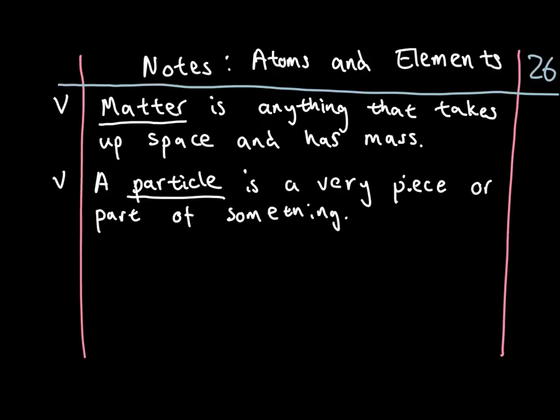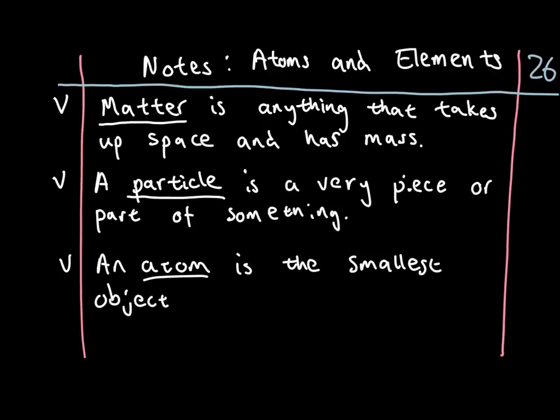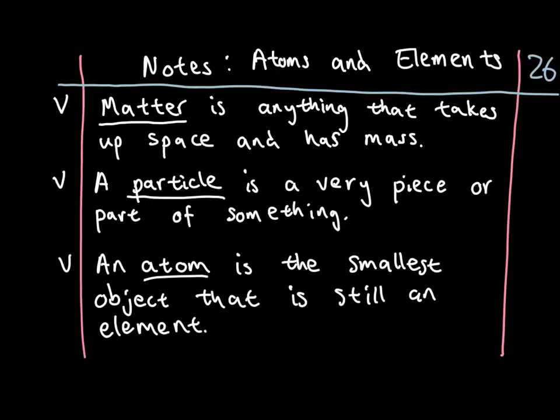All right, and finally, what we're learning about is the vocabulary word an atom. So remember to skip a line once again between each vocabulary word. I'm going to underline it too. An atom is the smallest object that is still an element. So you might not know what the word element means just yet, but we will get to that. All right.